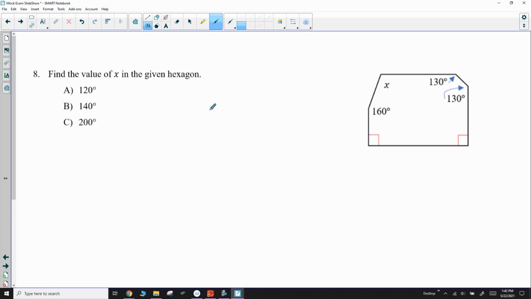Find the value of x in the given hexagon. I don't know about you, I cannot remember what a hexagon is. So I'm going to start here and say 1 side, 2 sides, 3 sides, 4 sides, 5 sides, 6 sides. This is a 6-sided figure, and we learned that if we did n minus 2 times 180, where n was the number of sides, that told us what all these angles added up to. So I'm going to plug in this and go to my calculator.